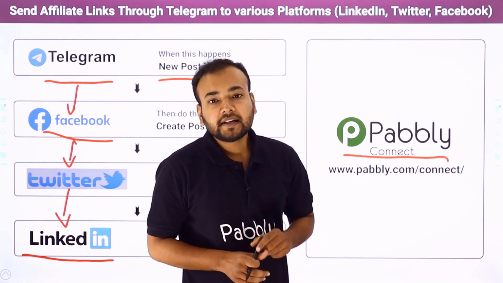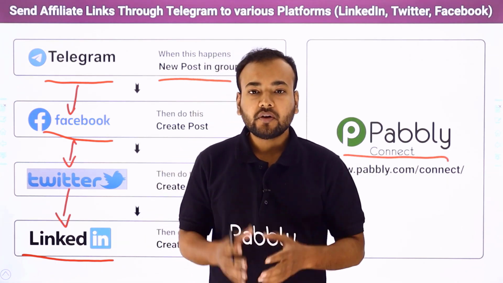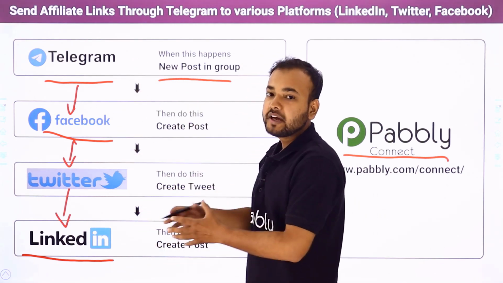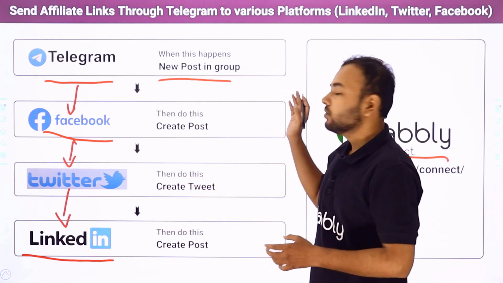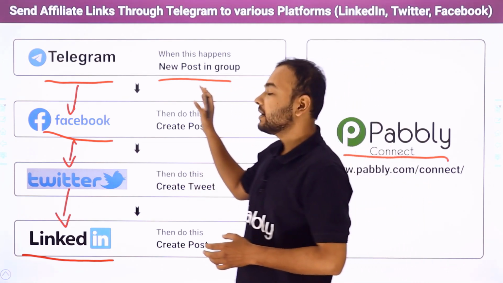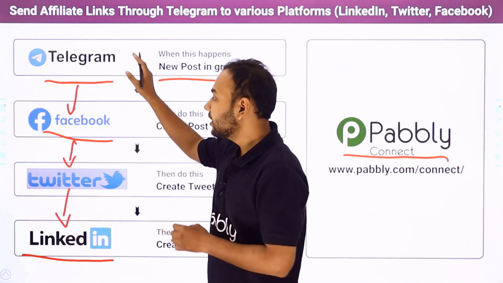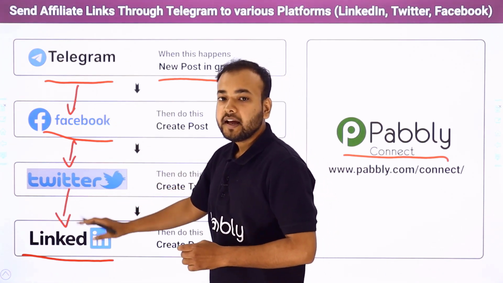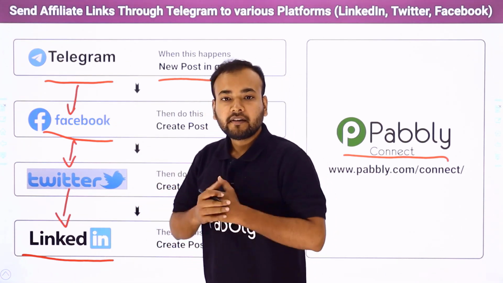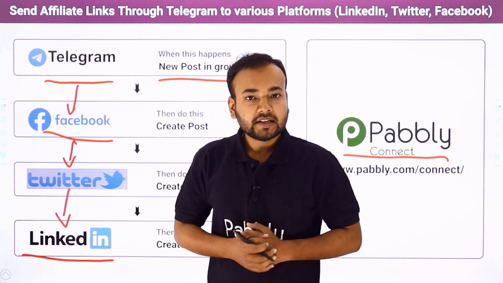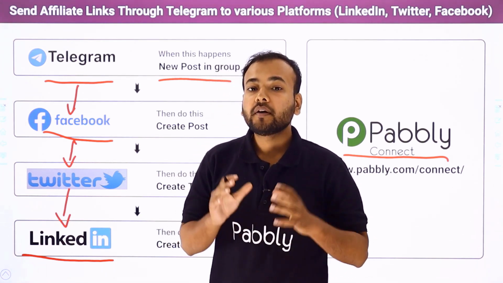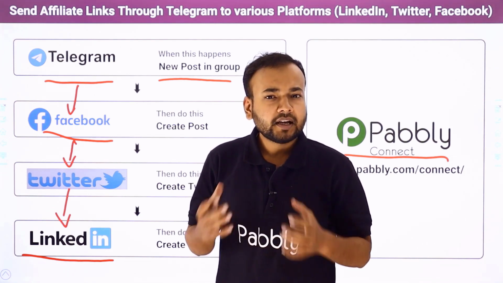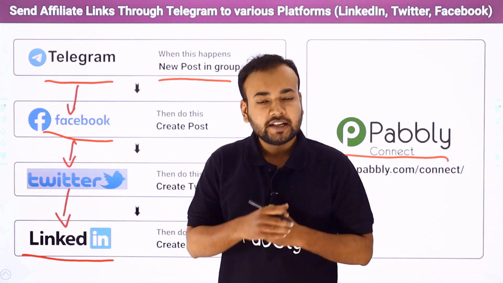So guys, Pabbly Connect is an automation and integration software, and what it will do is connect all these four applications together such that whenever you post a new post here in your Telegram group, the same post gets automatically transferred to the Facebook page, to the Twitter handle and to the LinkedIn account, right? And the best part of making this automation, guys, is that you will not require any coding skills or programming knowledge. So any non-technical person can also make this automation easily.